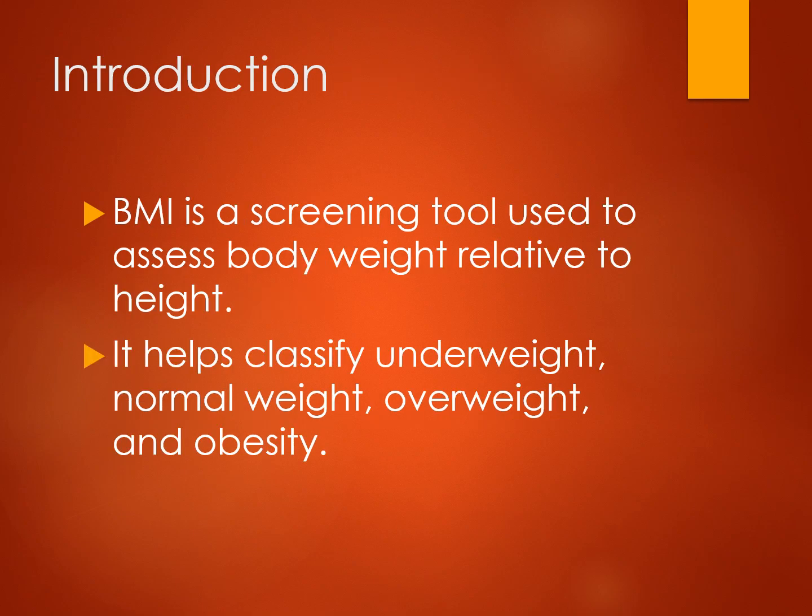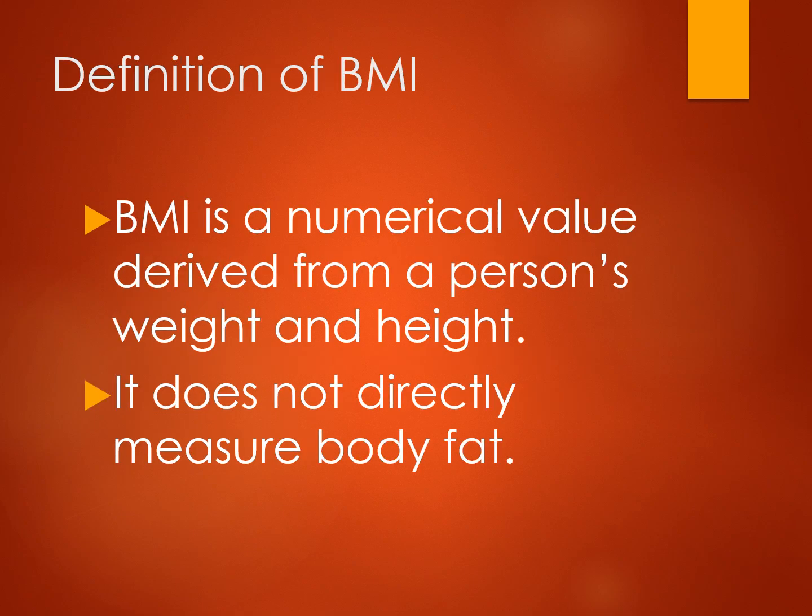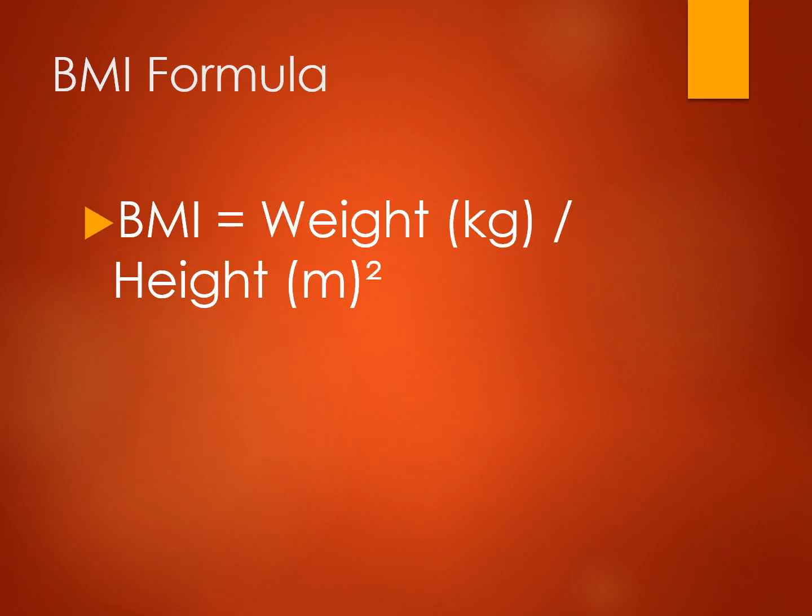So BMI is a screening tool used to assess body weight relative to height, and it helps classify the individual as underweight, normal weight, overweight and obese. BMI is a numerical value derived from a person's weight and height. To note, it does not directly measure the person's body fat. The basic formula for BMI, body mass index, is weight in kilograms divided by height in meters squared.